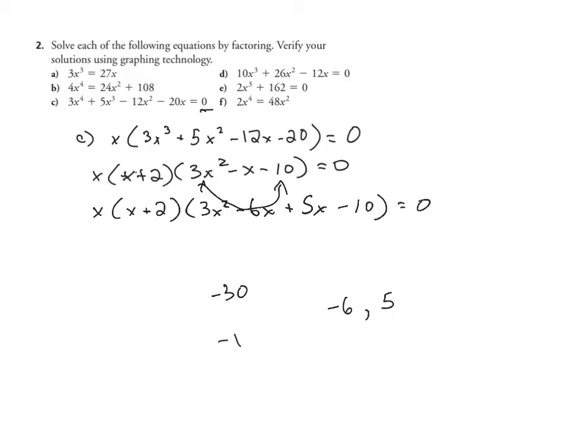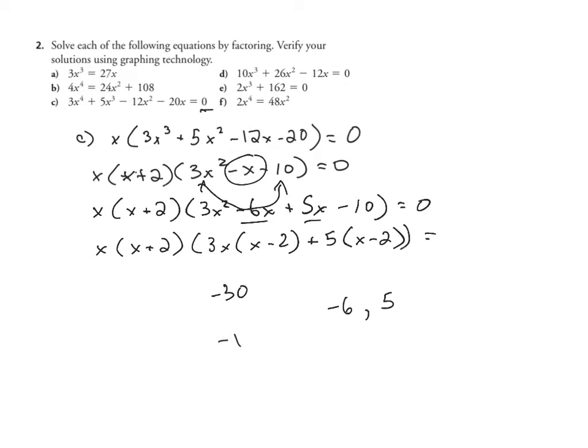So you break this -x into your two different x values, and then you could break this up. This is going to be 3x times x minus 2 plus 5 times x minus 2. That equals 0. So this is going to be x plus 2, 3x plus 5, x minus 2.